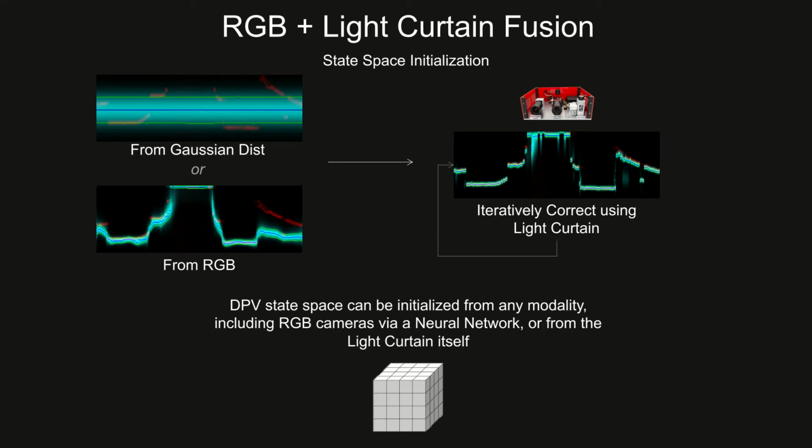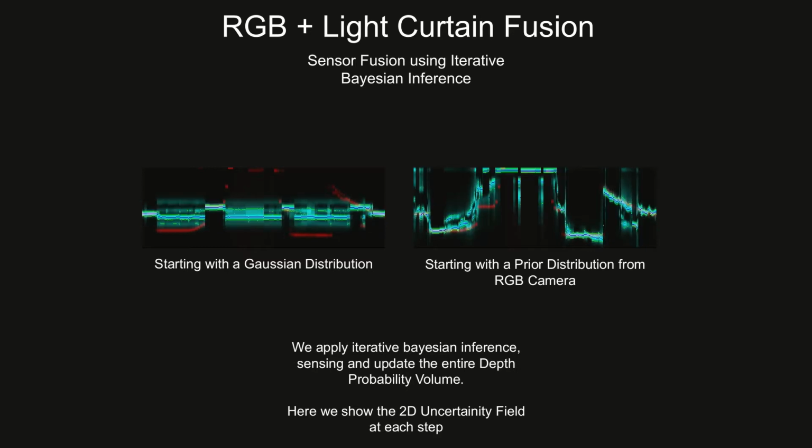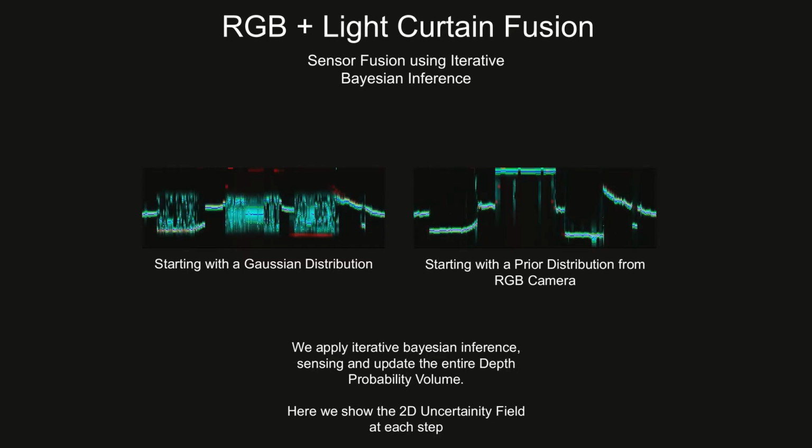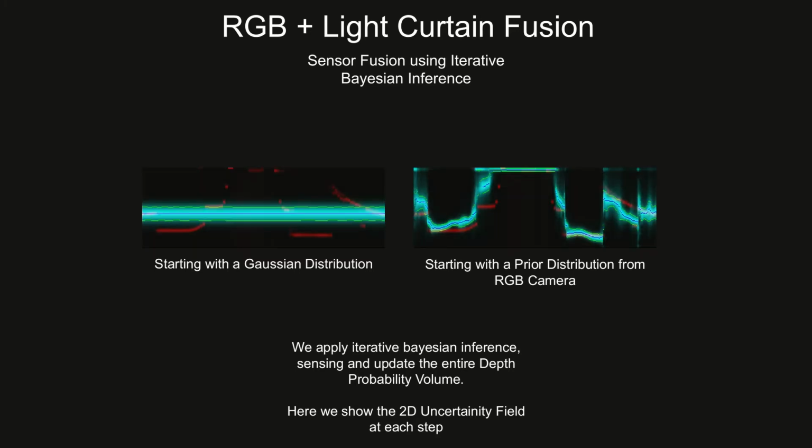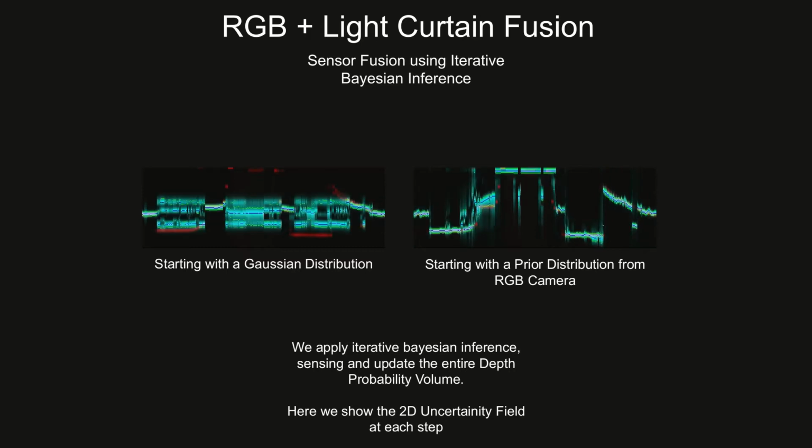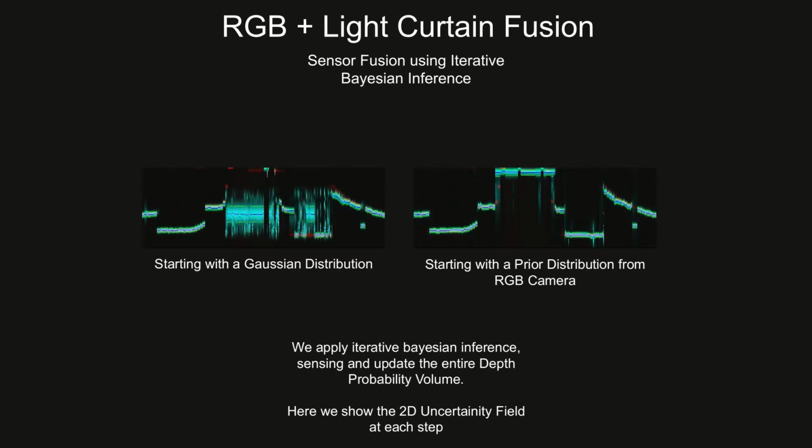Our DPV state space can be initialized from any modality, including RGB cameras via neural net, a light curtain, or from some prior of choice such as a Gaussian distribution. Here we see on the left a Gaussian distribution slowly converging on the ground truth depth with light curtain placements. And on the right, we see the same thing but starting from a prior distribution from an RGB camera. Note the improved speed of convergence and better depth quality when using a prior from the RGB camera.